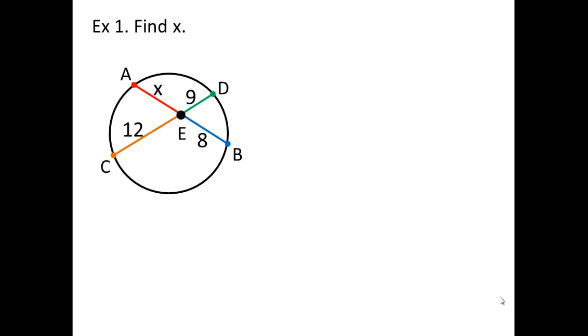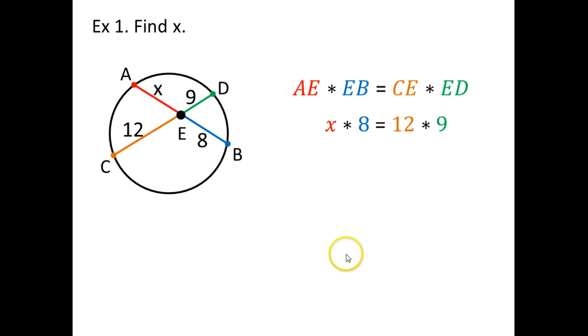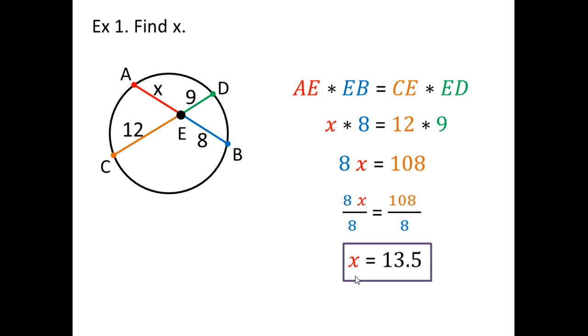Example 1. Find X. We'll use the previous theorem. AE times EB equals CE times ED. So 8 times X equals 12 times 9. 8X equals 108. Divide both sides by 8. You get X equals 13.5.